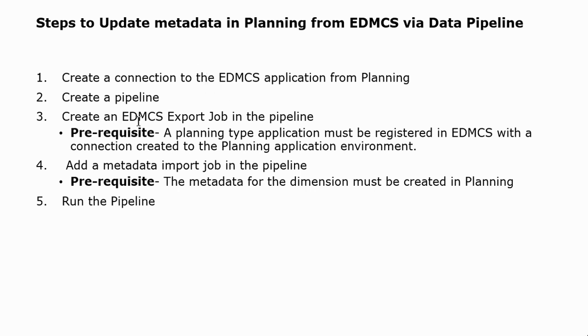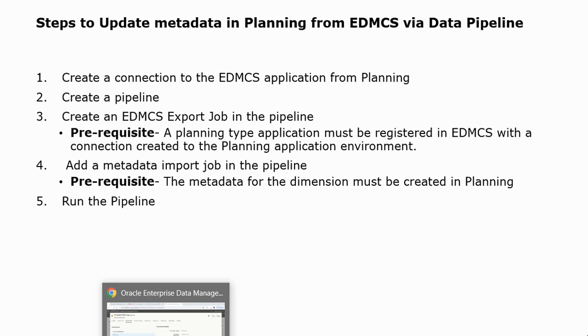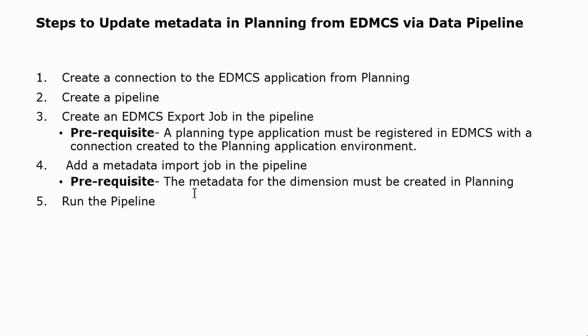So the first step in the process is to create a connection to the EDMCS application from planning. I'm going to show you how to do that. Once you create the connection, then we can start the process of creating the pipeline. So in the second step, we just create a pipeline. In the third step, we start adding jobs to the pipeline. The first job that we would add is an EDMCS export job.